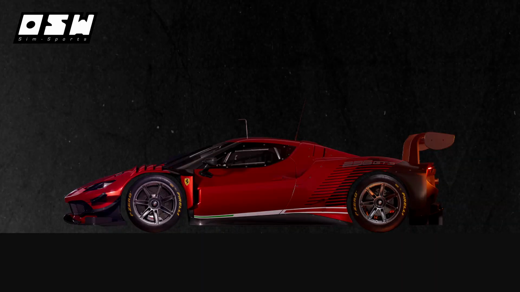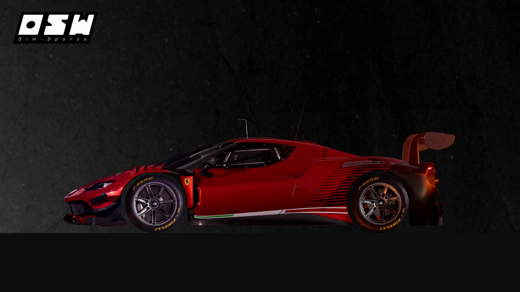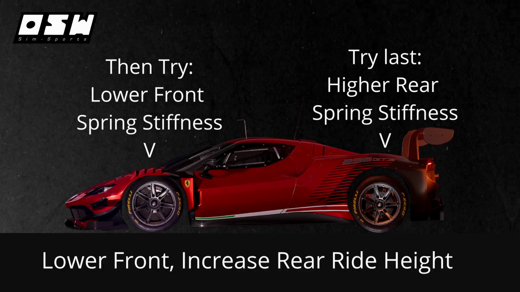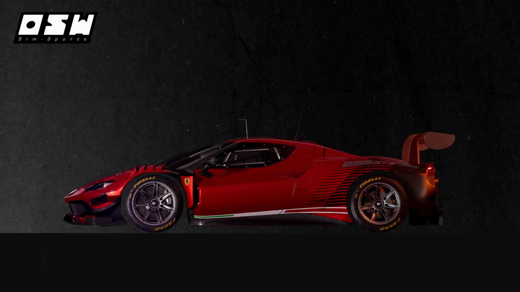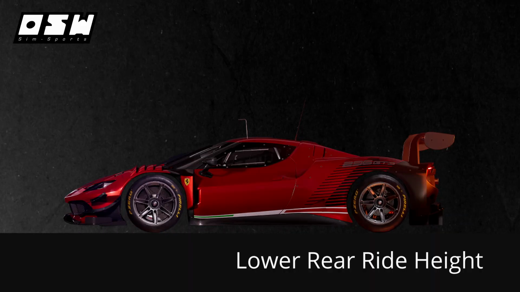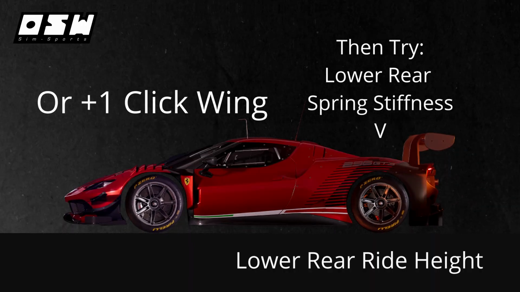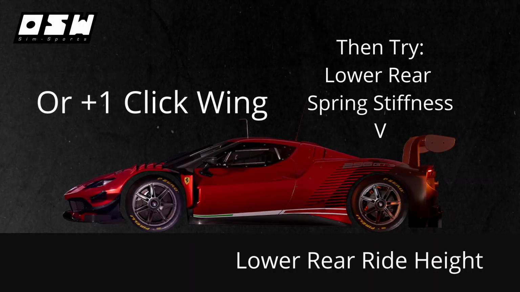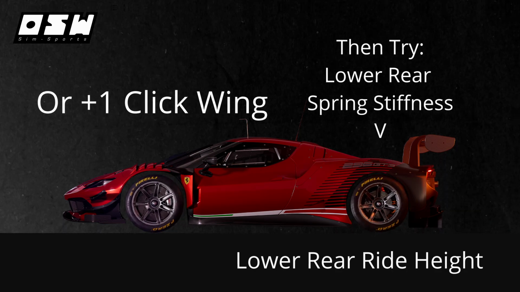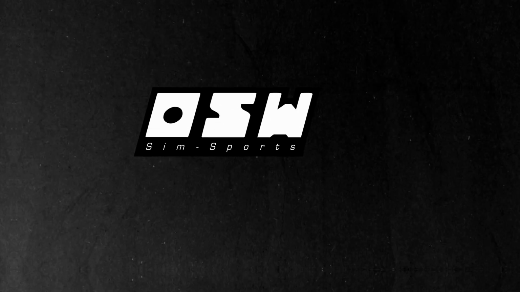If we want to carry more speed through a corner, but the car is understeering, try the following. If you want to go faster through a corner, but your car is oversteering, try the following. Which is almost identical to what you would want to do to increase rear stability, so on corner exit, on traction zones, etc. And that is pretty much it for this video.